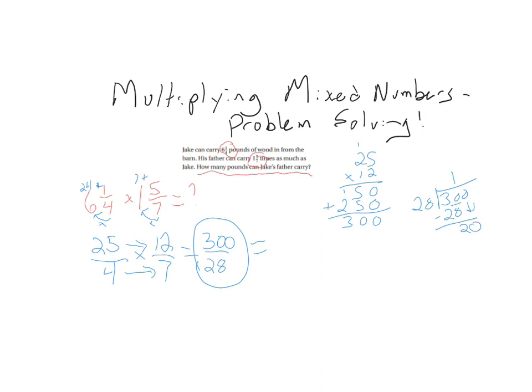Well, 28 can't go into 20 because 28 is too big, but I'm still only in my ones place. So it goes in 0 times. 0 times 28 is 0. Do my subtraction, and my remainder is 20. So 20 becomes my new numerator.